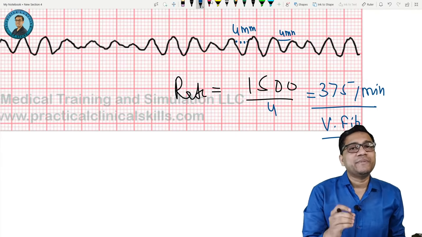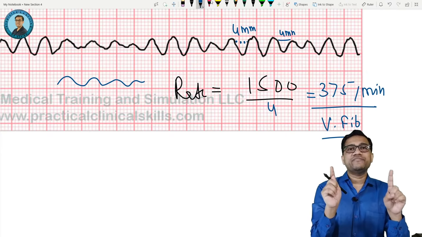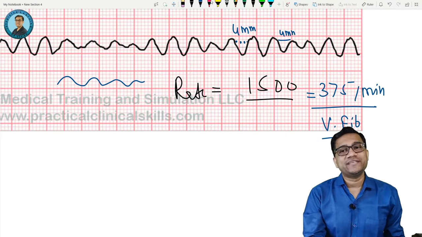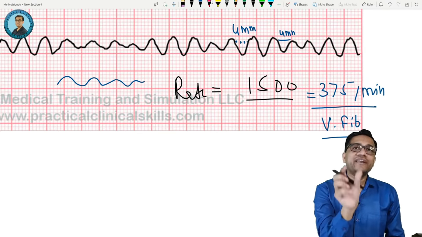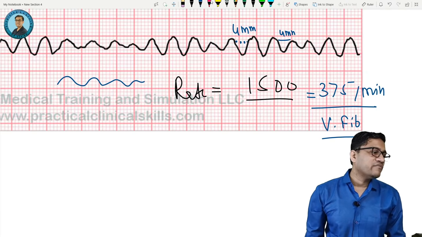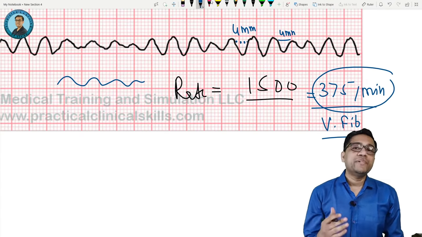The idea is mainly rate. If they are like this, then you can find out the difference is what? Not that much. So let's say the difference here is 10. So that is 150. If 5, it is 3. So that's why it is just the rate which decides if it is flutter or fibrillation. Are you clear now? So what is the value? 375. So it's what? Fibrillation.